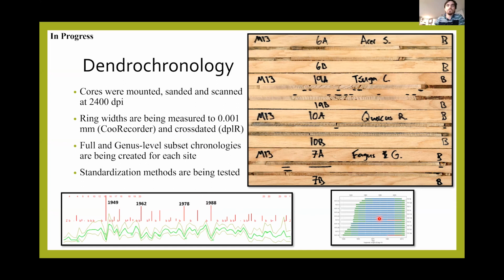It's probably all old news to you guys, but for me, it's been really fascinating going through this process. I'm making my subset chronologies, and right now I'm in the process of testing some of these different standardization methods for the sites that I finished. One interesting thing I want to talk about here was that in many of my sites, 1988 was a key narrow marker year.